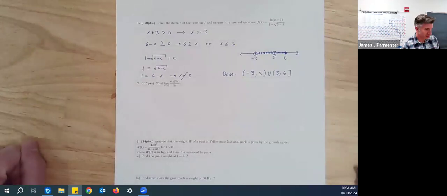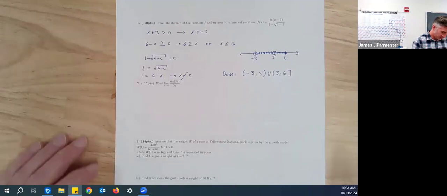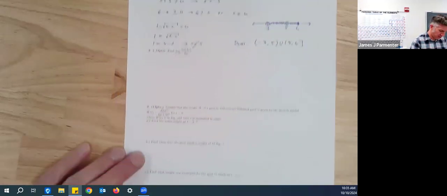Continuing on. So this next question does bring up something we probably need to, we're going to skip this next question for a second, come back to it. So moving on from number 2 to number 3.